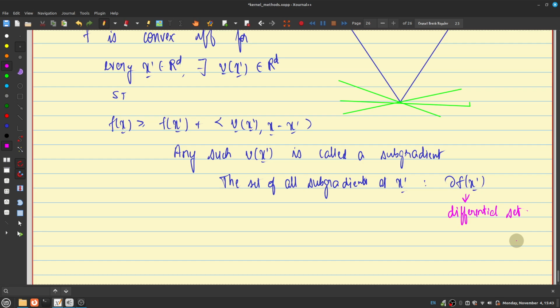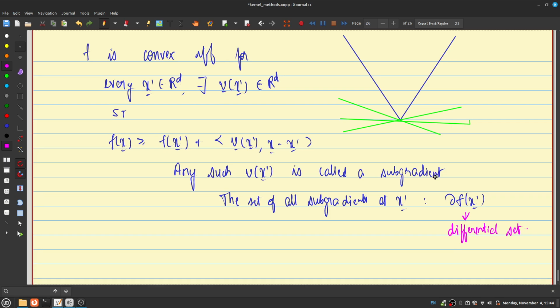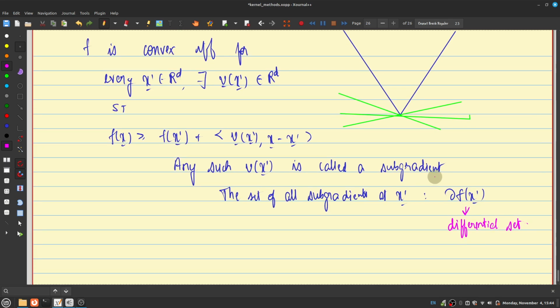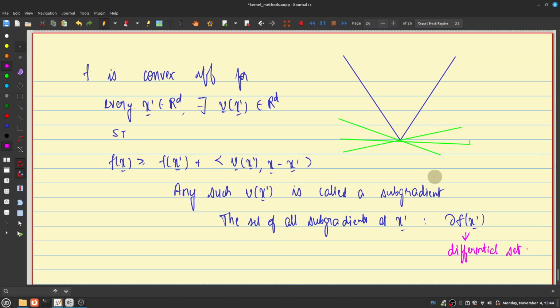Del f of x prime: for every x prime, it gives you a set. It's not a function. You could view it as functions from Rd to Rd, but it depends on how you are going to define it. It's just a set of vectors. That's the best way to think about it. For every x prime, it gives you a set. So even if the function is not differentiable, you still have this particular characterization.